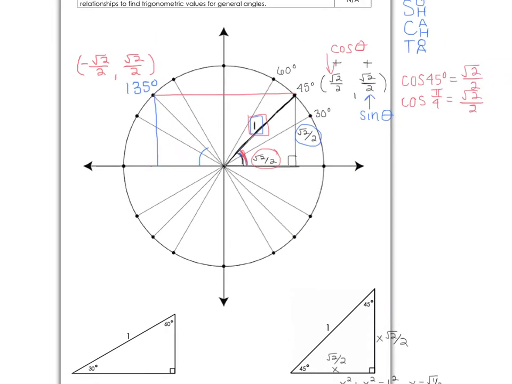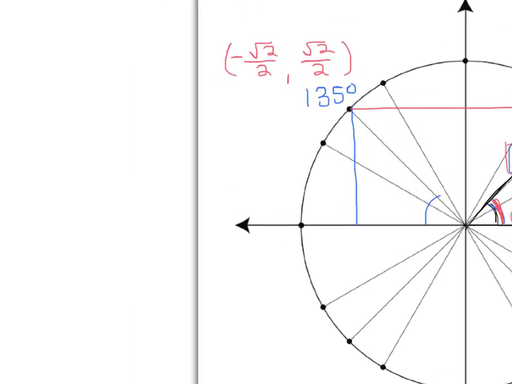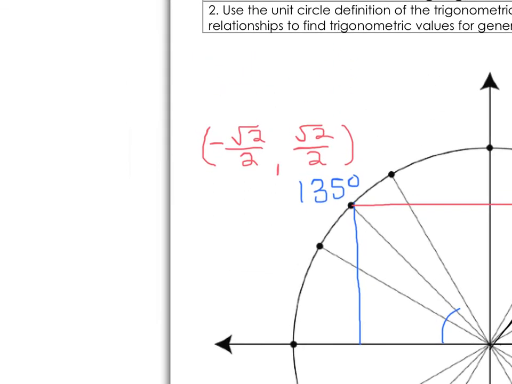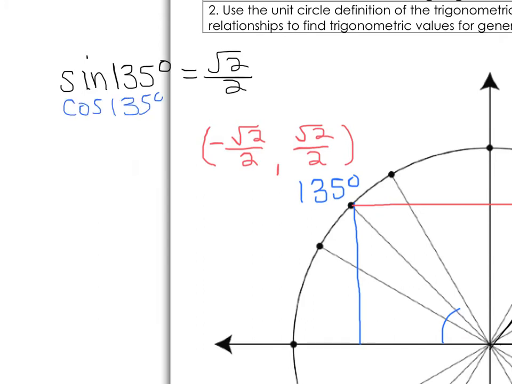And once again, just to give us a little bit of reference as to how we use these things, if I say the sine of 135 degrees, sine is the y value, so that would be radical 2 over 2. If I were to ask you for the cosine of 135 degrees, the cosine is the x value, so we would say negative radical 2 over 2.